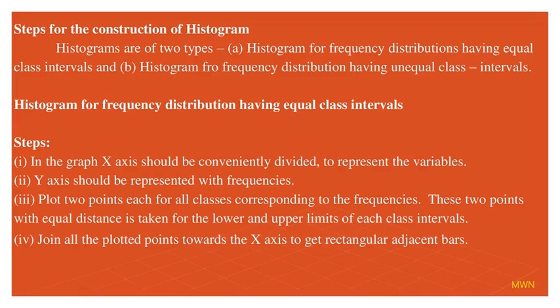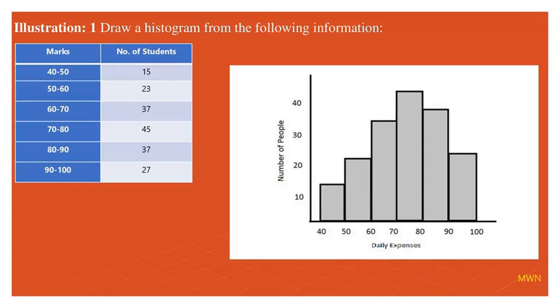Histograms are of two types. One is frequency distribution having equal class interval. Another one is unequal class interval. So in the steps, the x-axis is divided conveniently into the variables. Then it is drawn like this. In this example, marks and number of students have been taken, with equal class interval. In the central class, the highest value is recorded, and the most number of students got marks around 60 to 70.